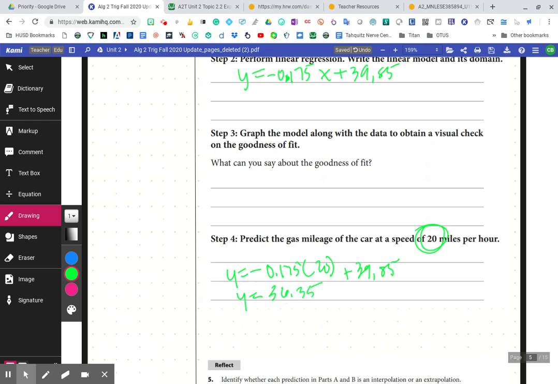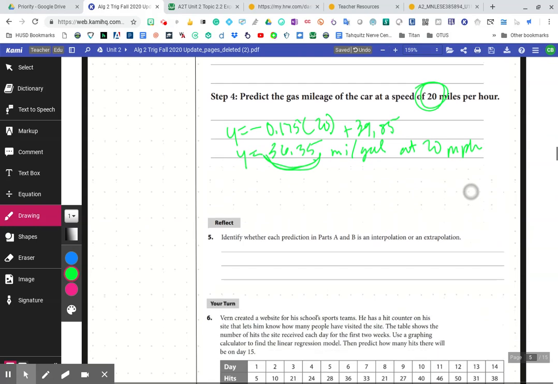Okay, and then what does that mean? So that means that the car's gas mileage is 36.35 miles per gallon at 20 miles per hour. It's possible the book does some different rounding with this, because I'm looking at the book answer and they rounded it to 0.4. All right, so we're supposed to really quickly identify whether they're interpolations or extrapolations.